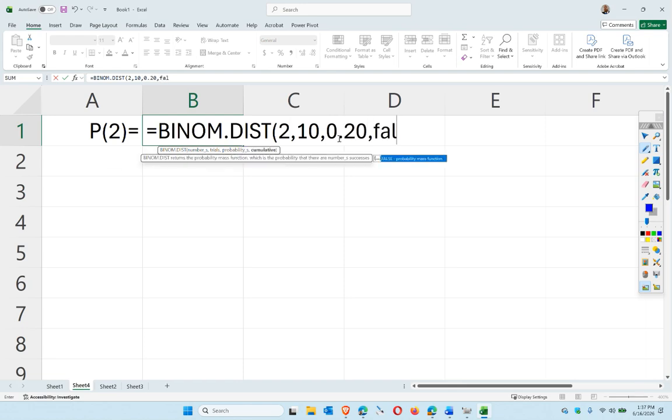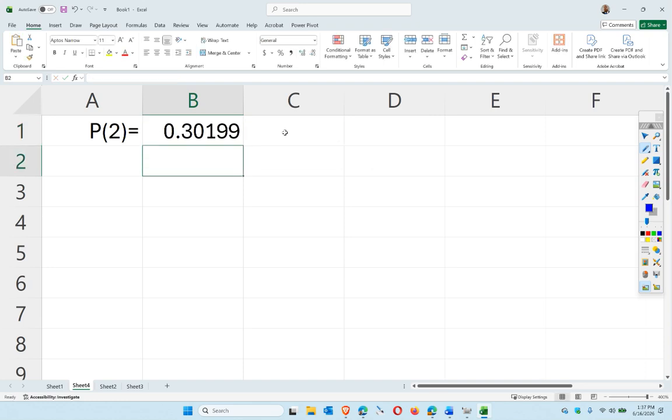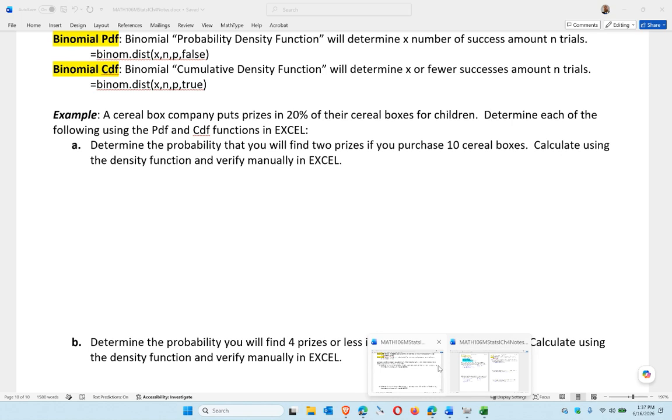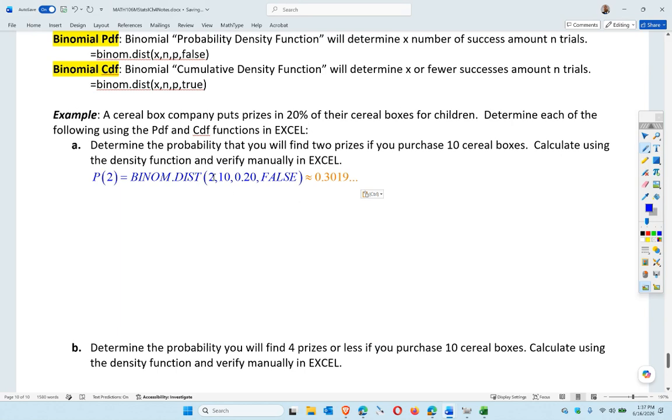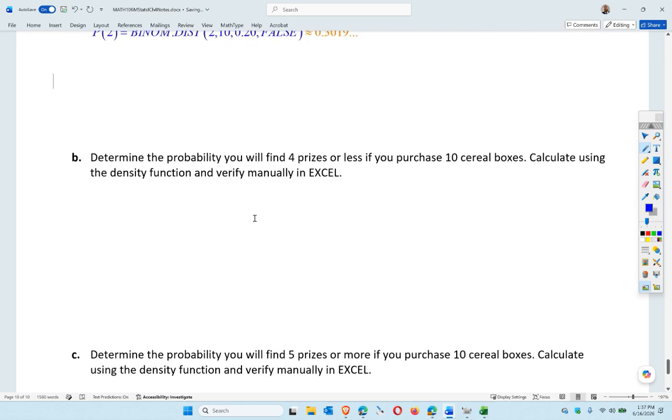I want to put false because I only want 2. If I put true, it's going to do 0, 1, and 2 because it's going to add left to right. And there's my probability, essentially. So, long story short, if I just do the false version, it just does one of them, which is the current one I'm on. Okay, let's look at the next one.